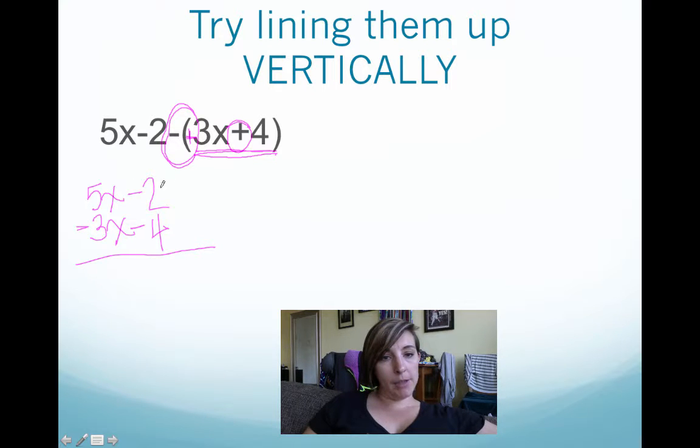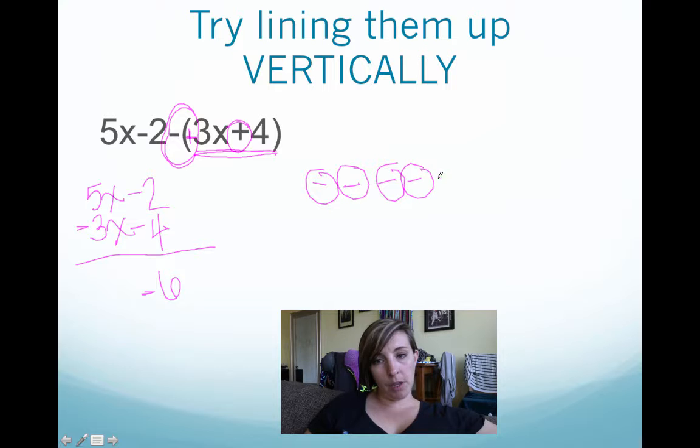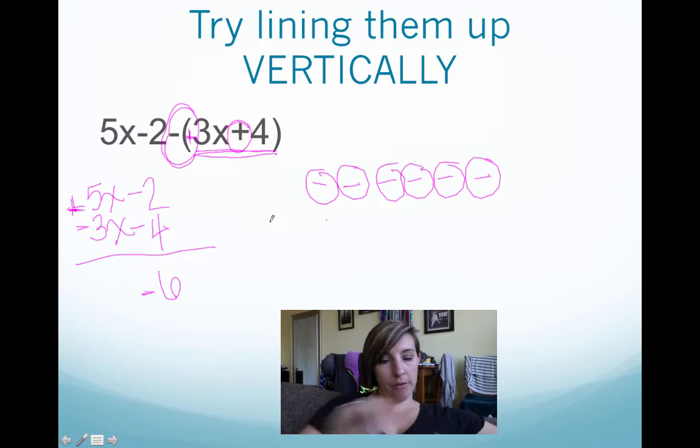I have a minus 2 and a minus 4. When I put those together, I get minus 6. Again, because I have 2 negatives, and I'm putting 4 more negatives on there. So I end up with 6 negatives. And then I have a positive 5x and a minus 3x. On this one, I'll change the color here.